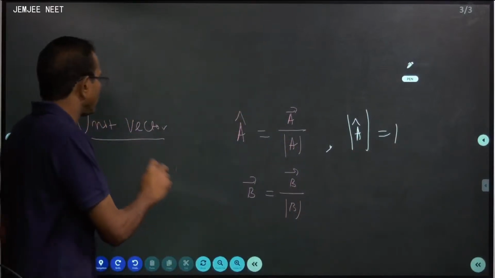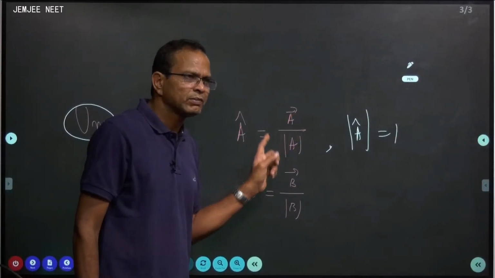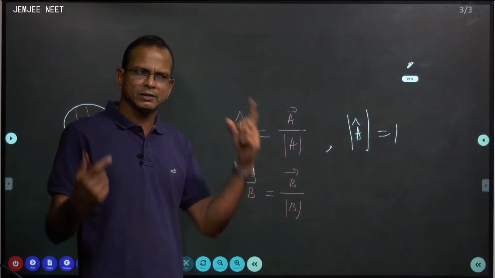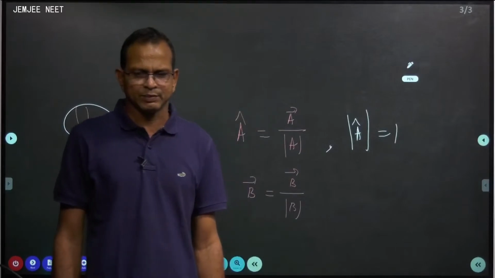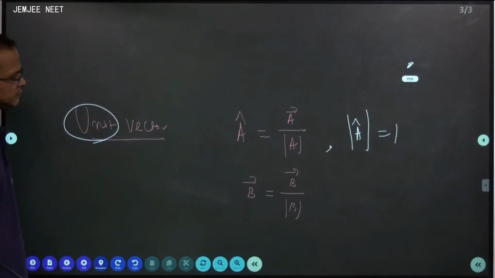That's what is unit. For example, 5 meter per second due east divided by 5. What's your answer? 1. So it's 1 meter per second due east. That's what is A cap. Understand? Understand, Kanna?